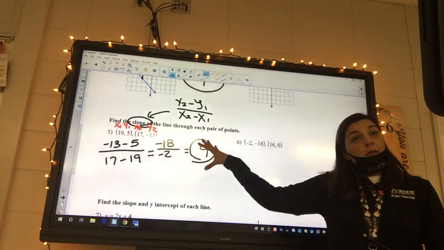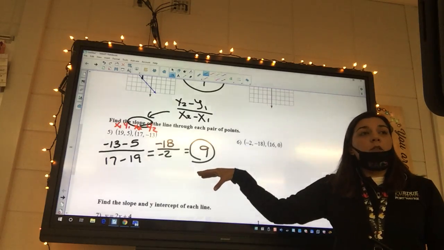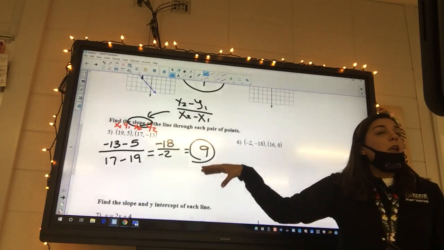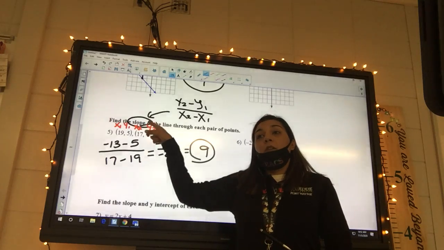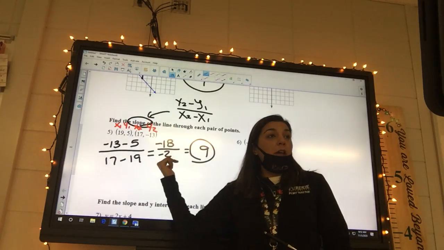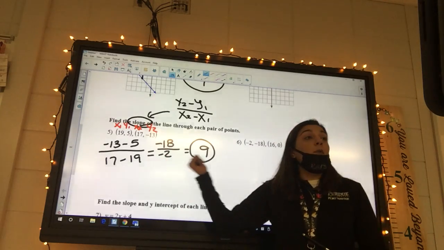I have found that most of you guys get here. The problem is that some of you guys continue to go, and then you're trying to put it in slope-intercept or point-slope form. You need to go back and look at what it says for you to find. Well, it wanted you to find the slope. Did you do that? We did. We used our slope formula, we found the slope.